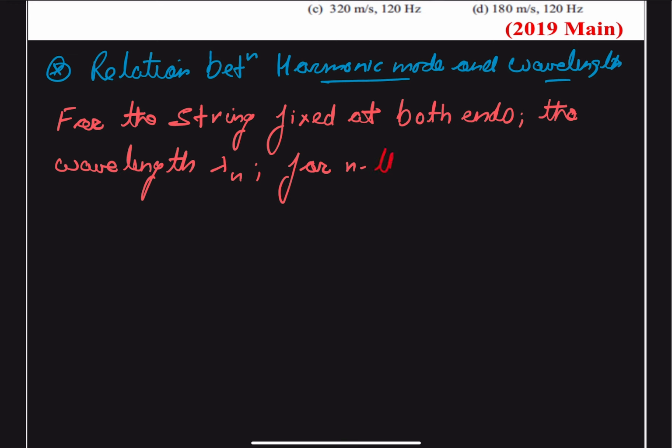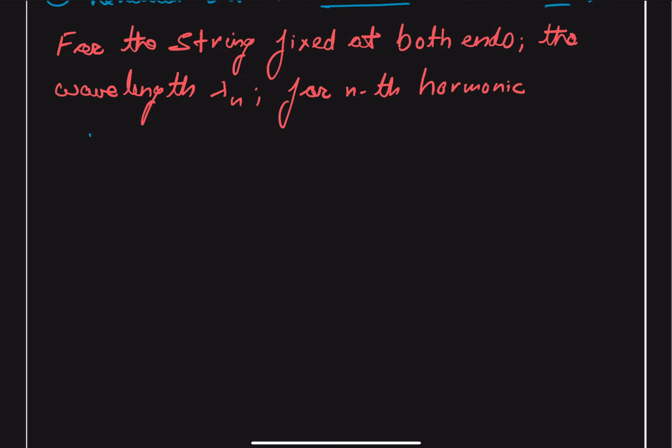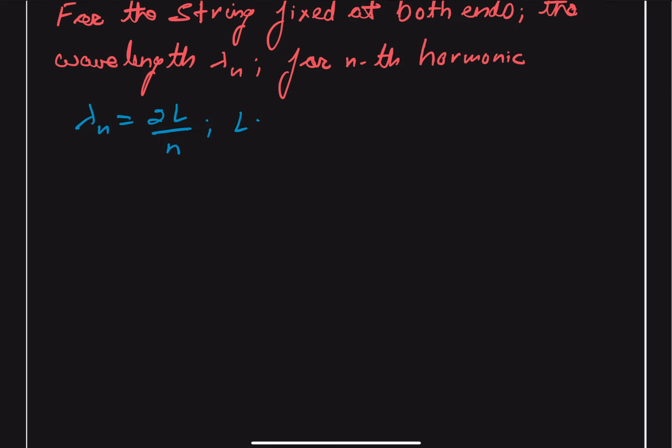For nth harmonic, it can be written as lambda n is equal to 2L divided by n, where L is the length of the string.